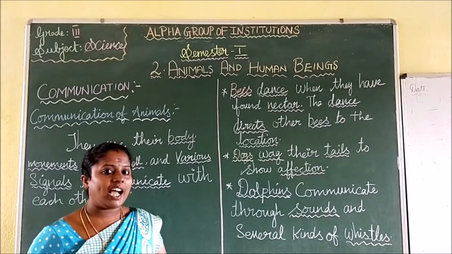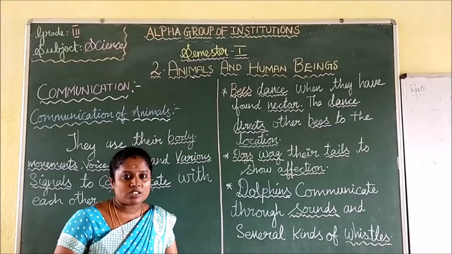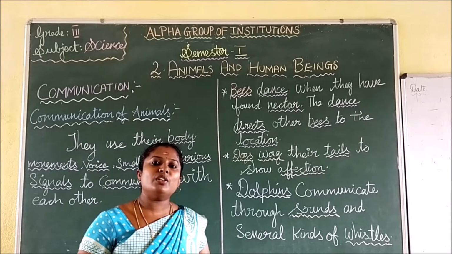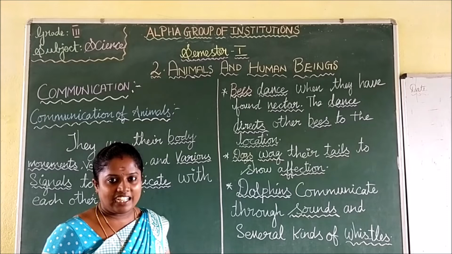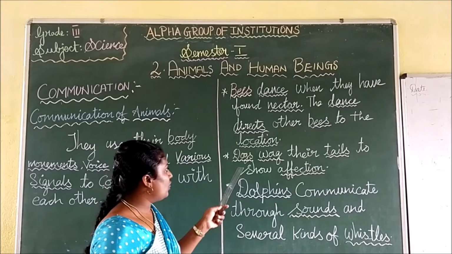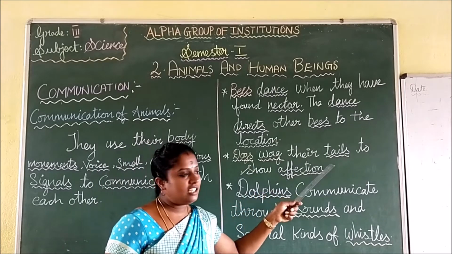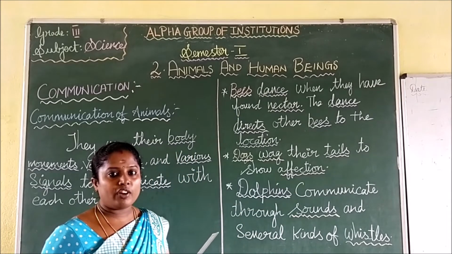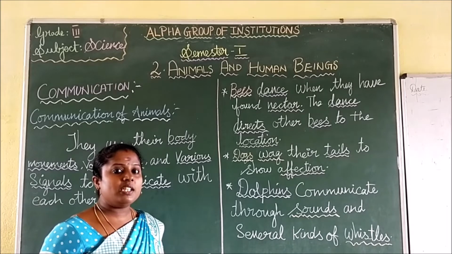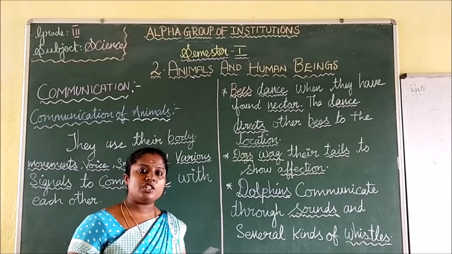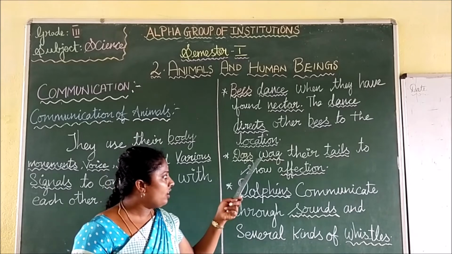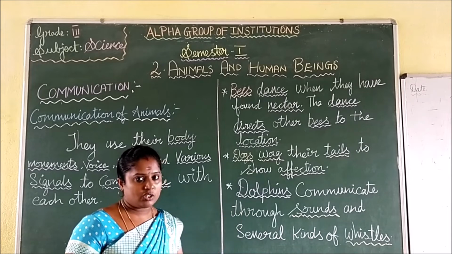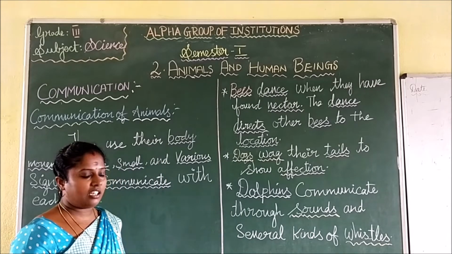Next, dogs. You all have seen dogs, right? What will dogs do? They will be coming around us. What do our pet dogs mainly do? They will shake their tails, right? So dogs wag their tails to show affection. The dogs will often wag their tails. That is the way of showing communication to us. So by this way the dog is communicating.